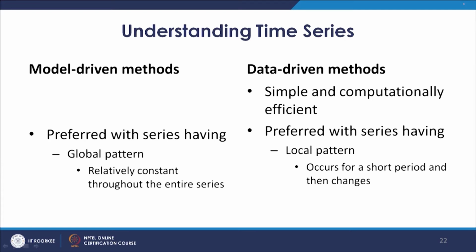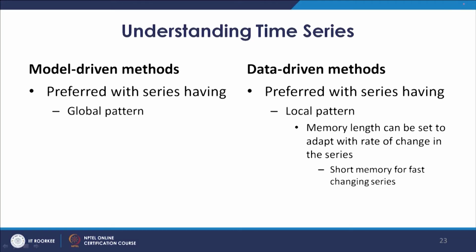If we compare this with data driven methods, these methods are preferred when the series has local patterns. That means these patterns occur for a short period of time and then change. Just like the statistical methods, model driven methods are preferred when their assumptions about the structure of the data are met, and if they are not met, then data driven methods are preferred. Similarly, if the pattern is globally applicable, then again model driven methods are going to be preferred, and if these patterns keep on changing, then of course data driven methods are going to be preferred.